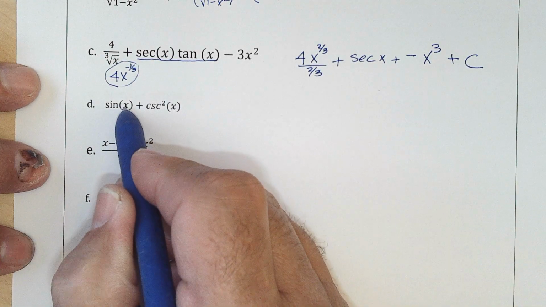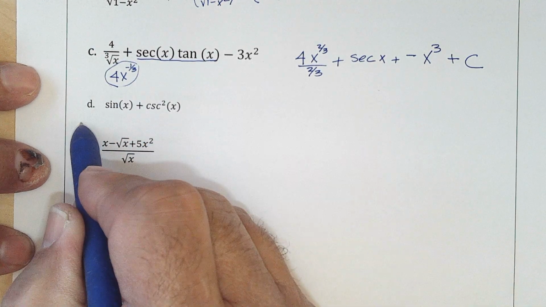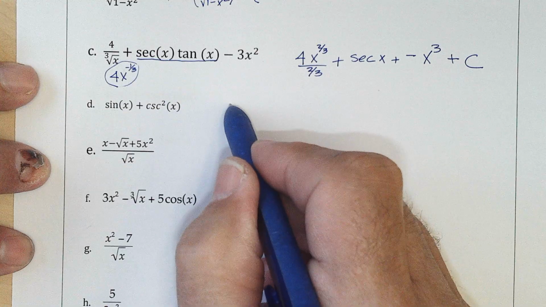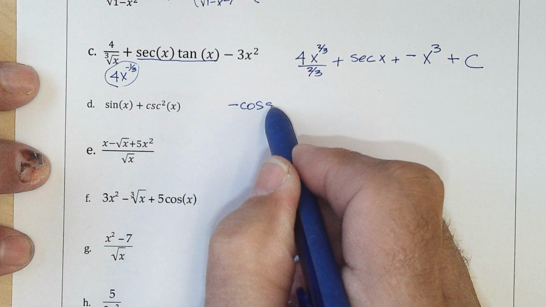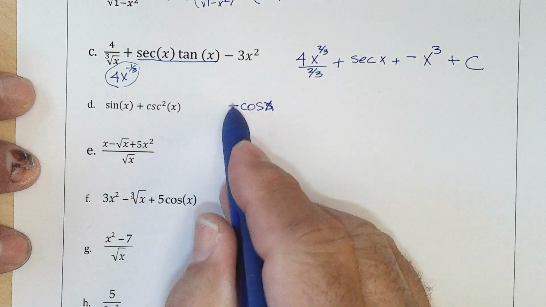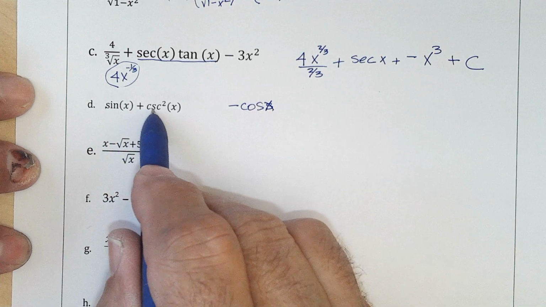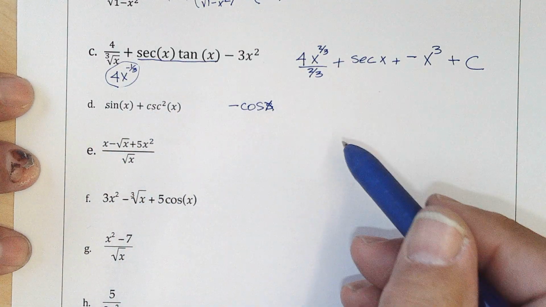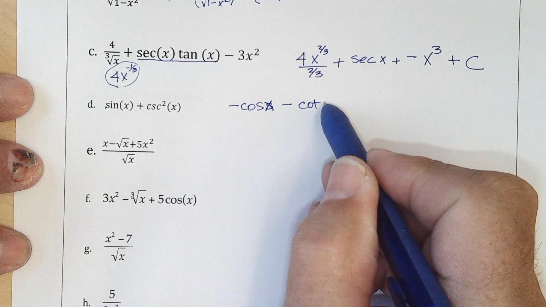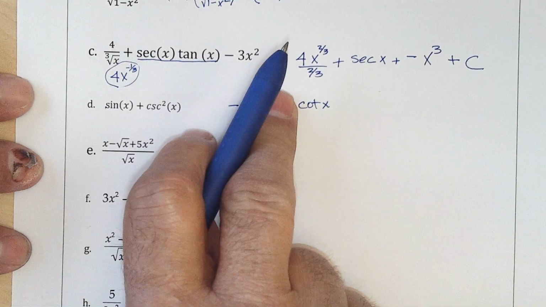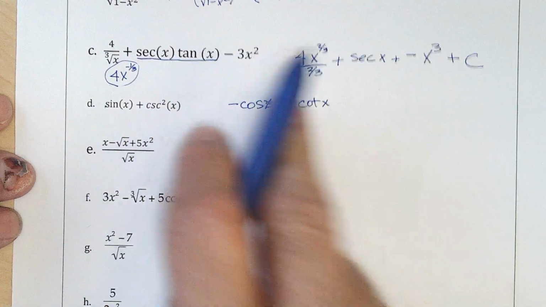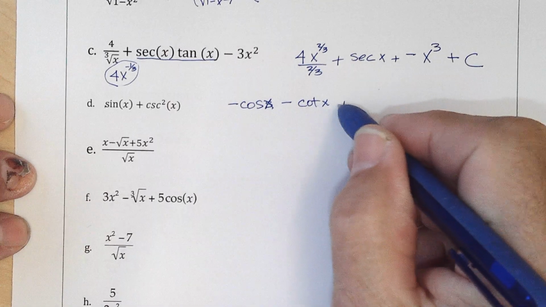Sine of x. The derivative of what is sine? Well, the derivative of sine is cosine, but the derivative of cosine is negative sine, so we'd have to do negative cosine x, because the derivative of cosine is negative sine, and then we'd have to do the negative of that to make it sine. And cosecant squared happens to be, according to your notes, the negative of the cotangent's derivative. Cotangent's derivative is negative cosecant squared. That's positive cosecant squared, so it's the negative of the cotangent, plus c.